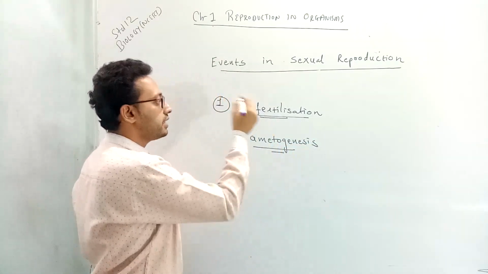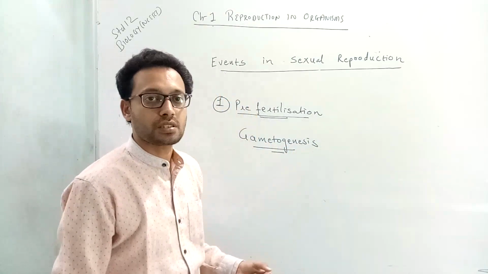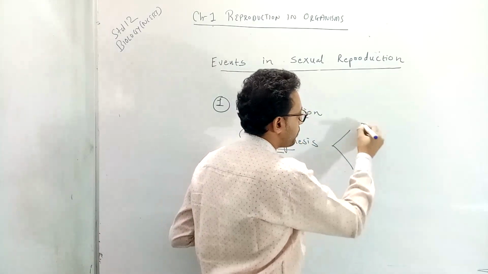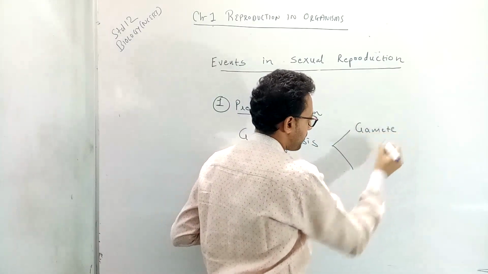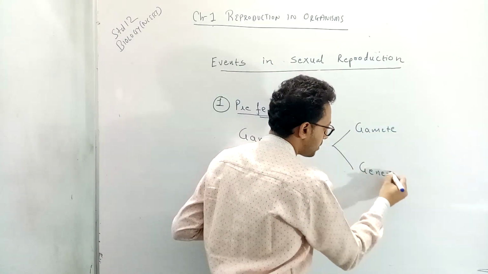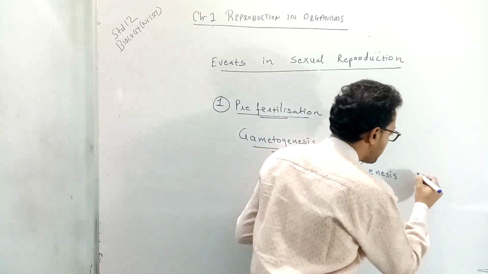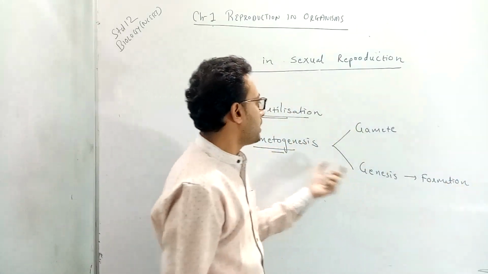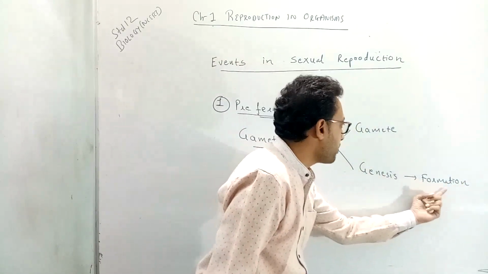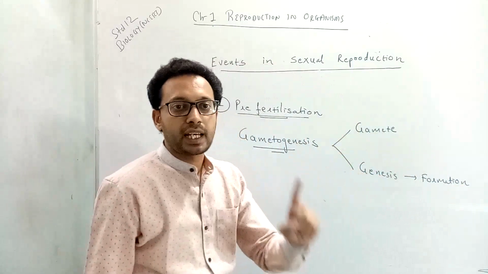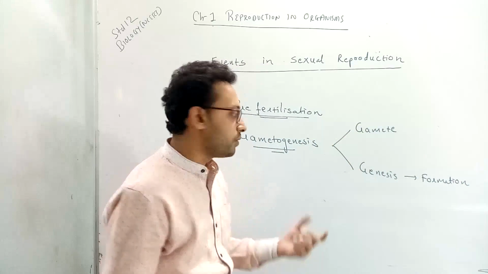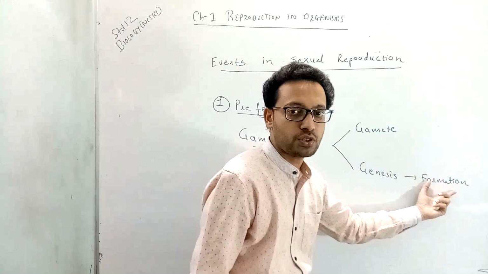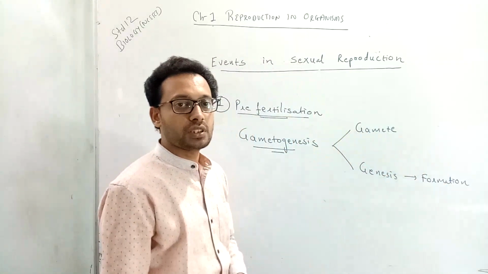So let's start with the first event in pre-fertilization, gametogenesis. What is gametogenesis? Gametogenesis is a word made up of two words: gametes and genesis. What do you mean by genesis? Genesis means formation. So gametogenesis is the formation of a gamete. Clear? Again, gametogenesis is made up of two words, gametes and genesis. Genesis means formation. Formation of a gamete is called gametogenesis.